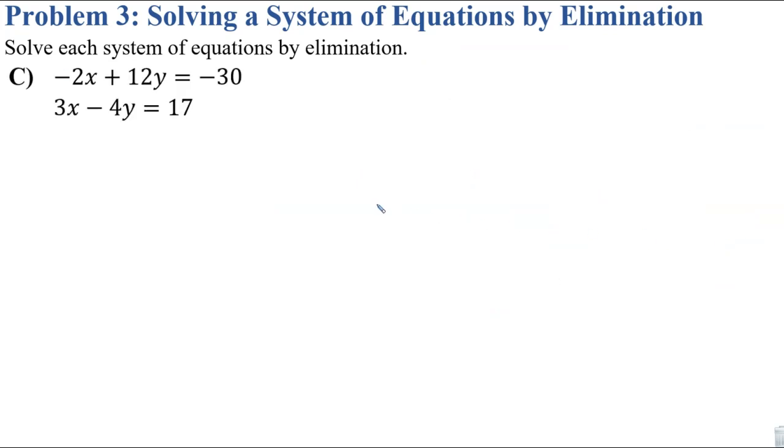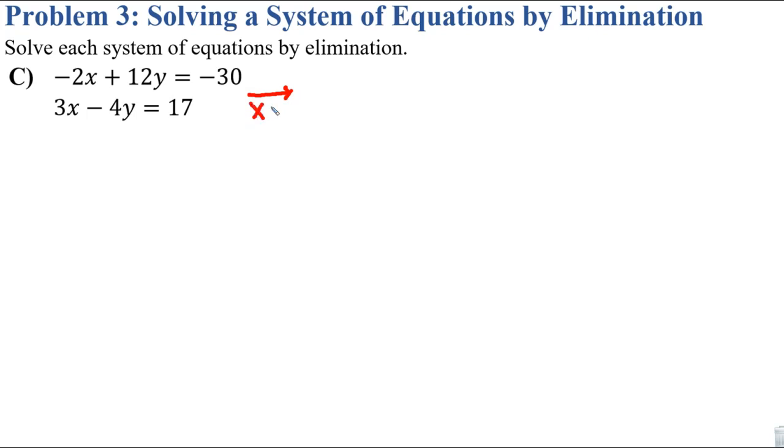All right, let's go ahead and run through part C. And this one's going to work out very similar to the example we just gave you. Again, the y's are going to be the thing to look to cancel. I've got a 12y and a negative 4y. It's very easy to make that negative 4 into a 12. I'll just multiply by 3 once again. It's not always going to be times 3, but in this case it works out that way.